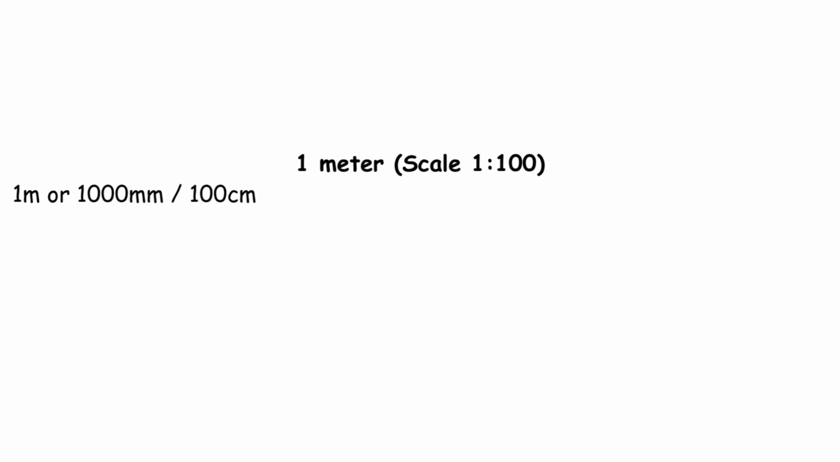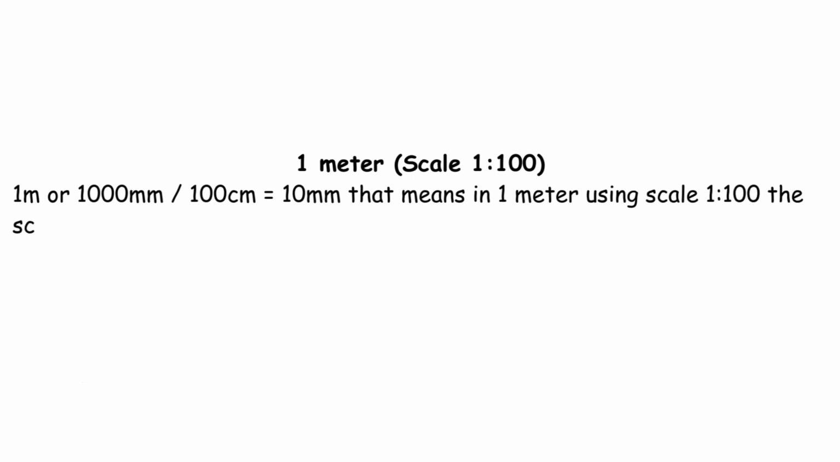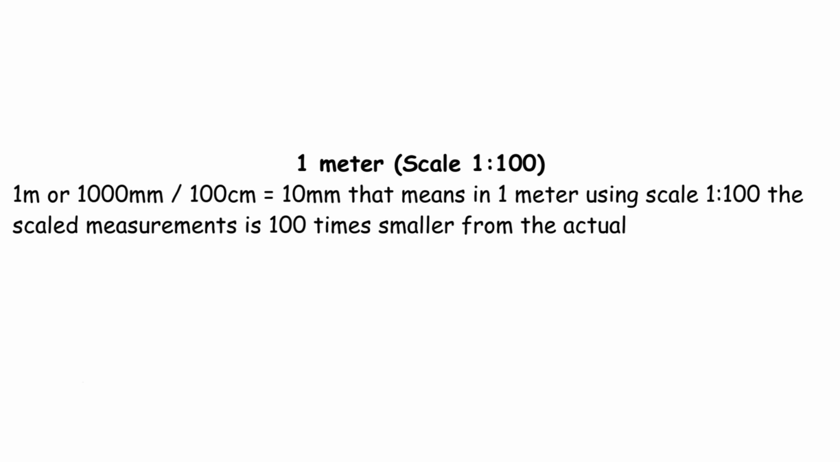Meaning, in 1 meter, scale 1:100, the 1 meter or 1000 millimeters divided by 100 is equal to 10 millimeters. That means in 1 meter using scale 1 is to 100, the scaled measurements are 100 times smaller from the actual dimension of the measurements.